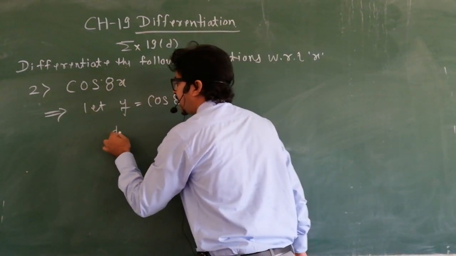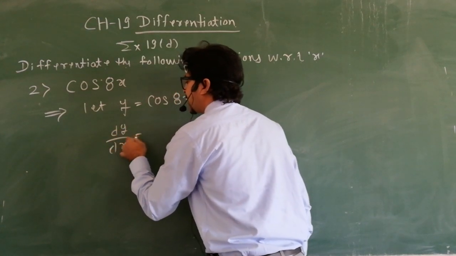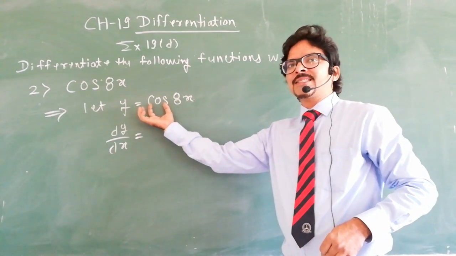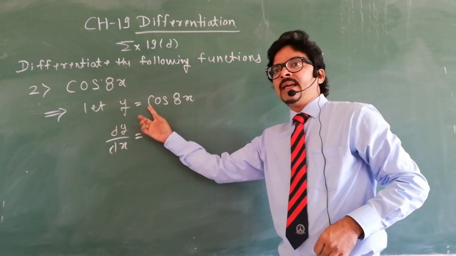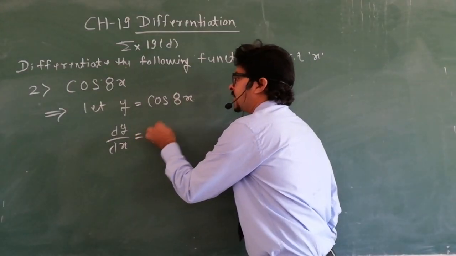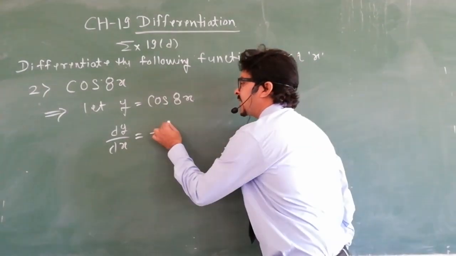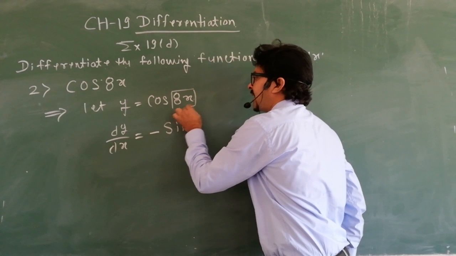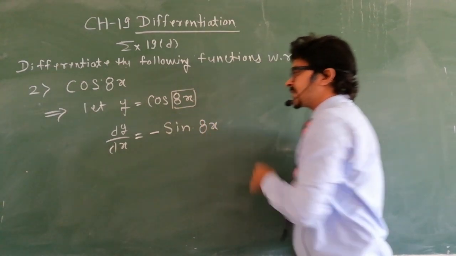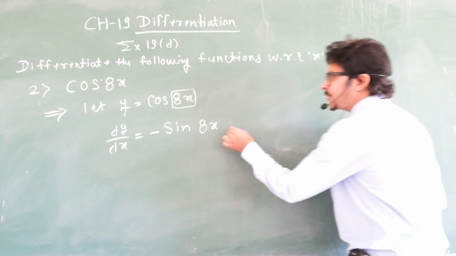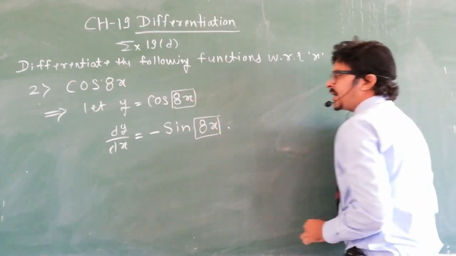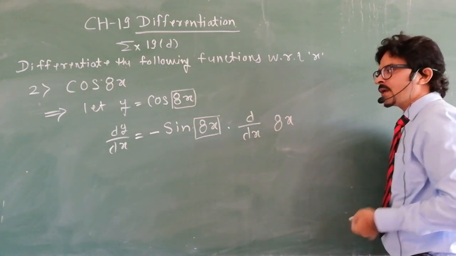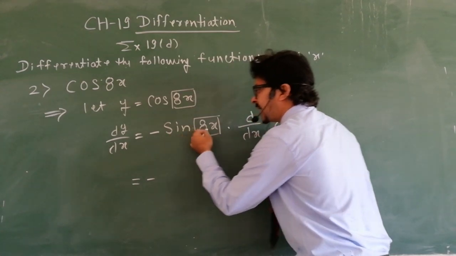So we'll write dy by dx is equal to the derivative of cos x, which we know. The first letter is c, so in the derivative write a negative sign. The derivative of cos x gives you minus sin x. But in place of x it is 8x, so write 8x as it is. After writing this, again we need to differentiate this function 8x, so we'll write d by dx of 8x. In the next step we'll write minus sin 8x as it is.